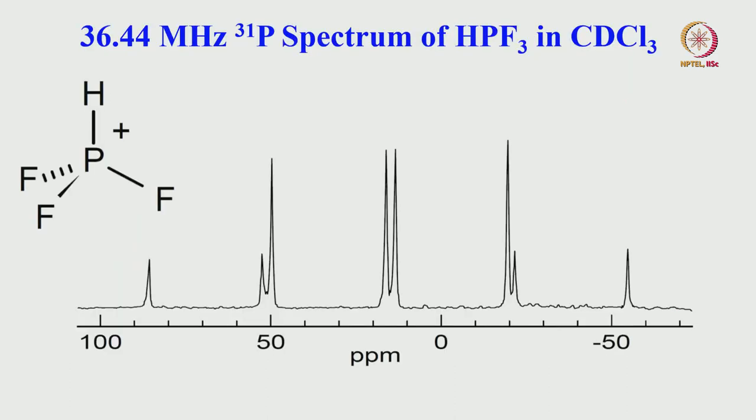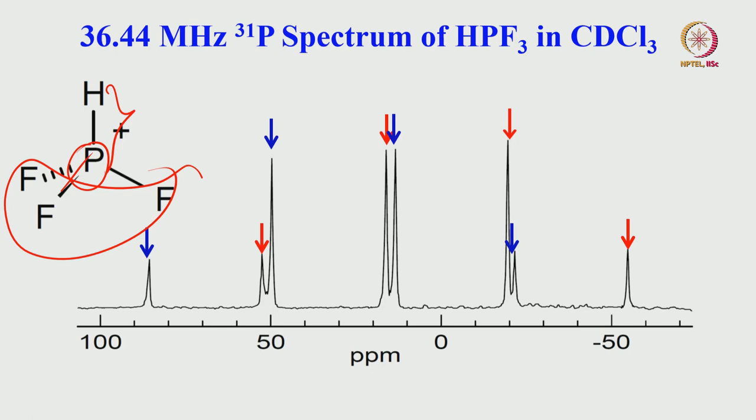This is another interesting example. Let us look at the analysis of the 31P spectrum of this molecule, HPF3 in CDCl3. What are the couplings we can see for phosphorus? For phosphorus, there are two couplings. One is phosphorus-proton coupling, the other is fluorine-phosphorus coupling. There are two types, JHP and JFP. And JHP coupling is quite large generally. That will be a doublet, a very large coupling, and each line is a doublet.